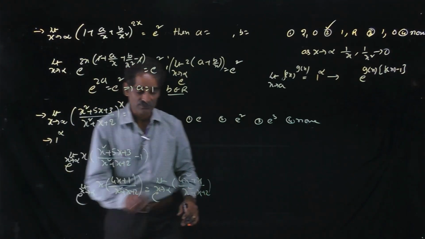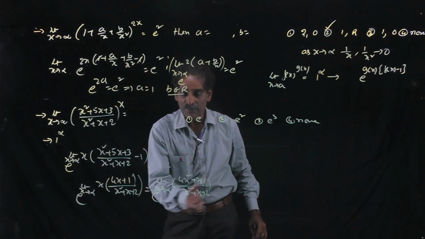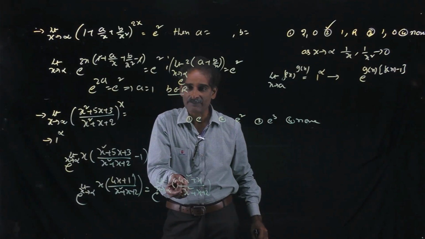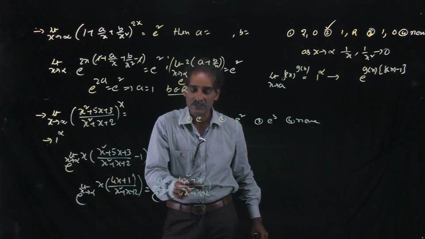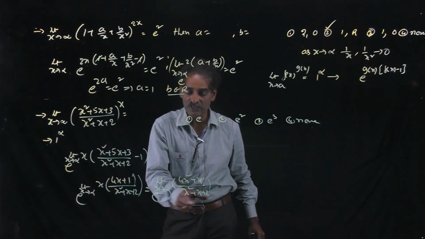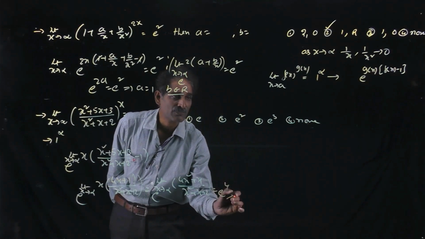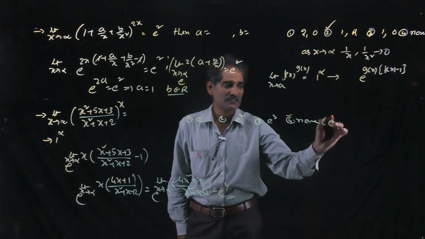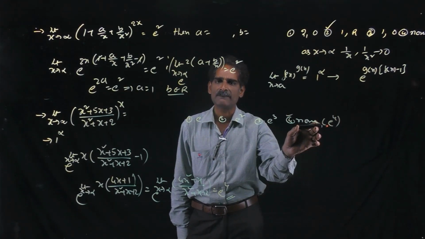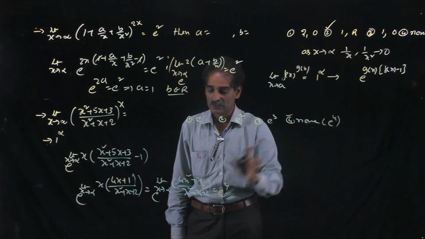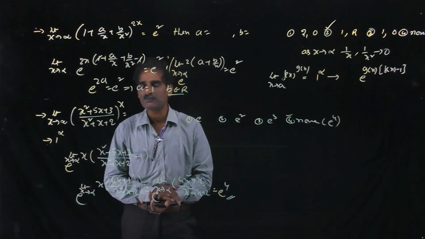Again observe the power of numerator and denominator, both are the same. As x tends to infinity, this type of expression's value is the ratio of the coefficients of the highest power. Here the highest power is 2, x square is there. Here the x square coefficient is 4, here 1, so the value is 4 by 1. That means the value of this is e power 4. Here the option is none, otherwise you should write e power 4. This is the answer. This is how to do this type of problem.